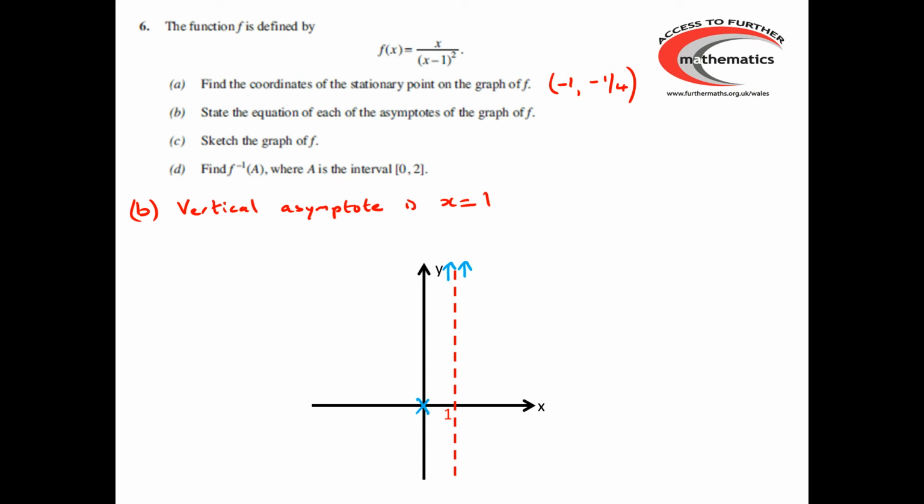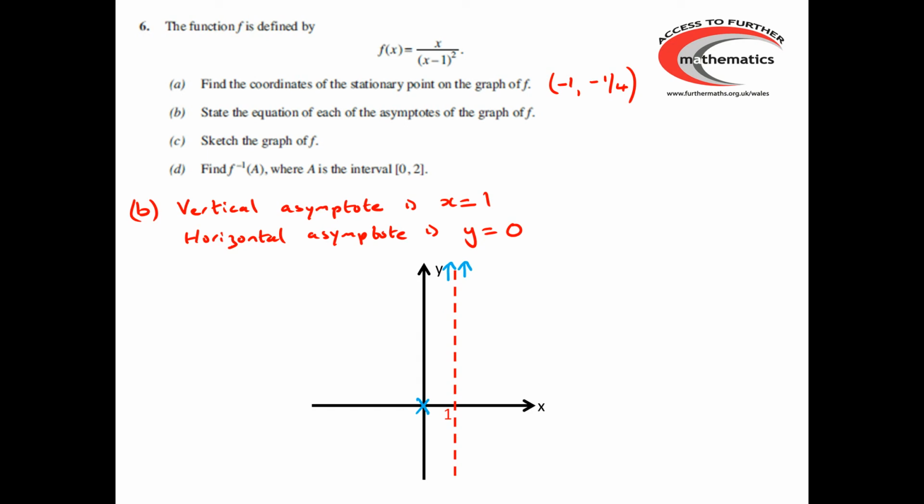So think now about the second asymptote. What we have here is a linear function, x, divided by a quadratic function, x minus 1 squared. As x gets very, very large, x over x minus 1 squared is going to get very, very small, because the degree of the top is smaller than the degree of the bottom. So as x tends to infinity, y is certainly going to tend to 0. So we have a horizontal asymptote of y equals 0, in other words the x-axis.